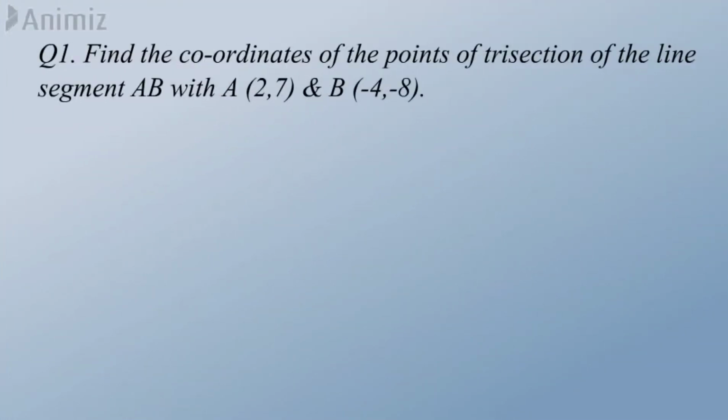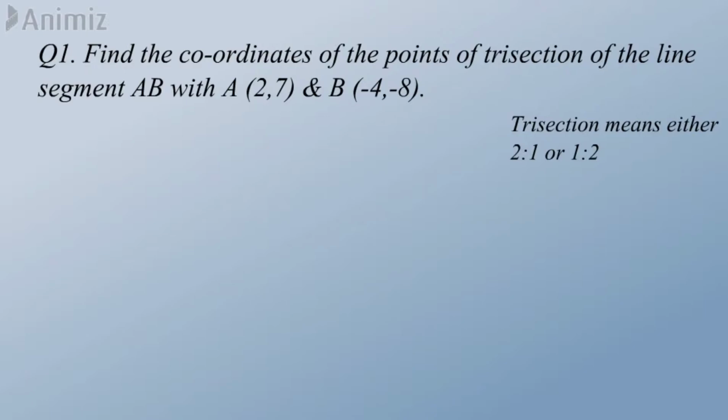Now let's solve the sum. Find the coordinates of the points of trisection of the line segment AB where A coordinates are 2, 7 and B coordinates are -4, -8. Now trisection means either 2:1 or 1:2. So a point in between divides AB either in 2:1 or 1:2. So we have to solve both the possibilities.